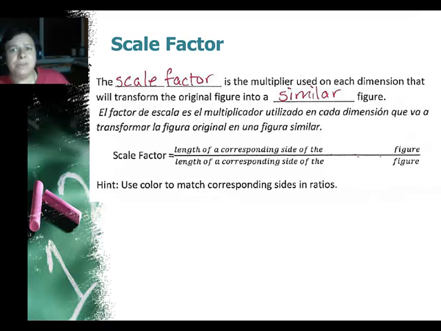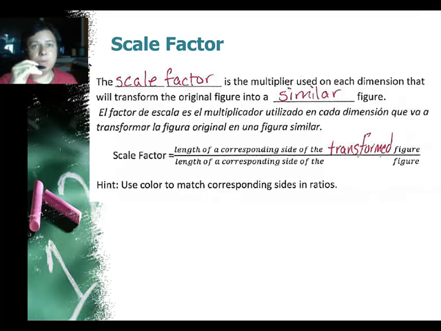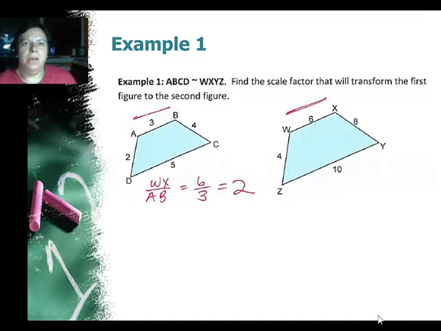So the scale factor is a multiplier used on each dimension that will transform the original figure into a similar figure. We find it very much like the way we find the similarity ratio. The important thing is that the transformed figure goes on top of the ratio and the original figure goes on bottom. Okay, now let's look at example 1 in your notes.